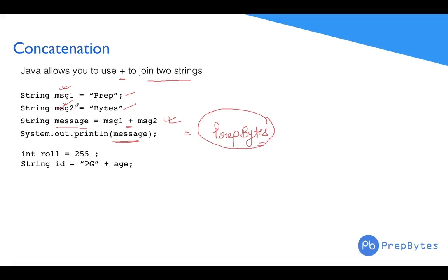These two were strings, right? There could be a scenario when I want to join a string and an integer. That can be done as well. We have a roll number here, let's say 255, and we have to create a new string ID. So if we do something like this, we have a string constant and we have the age, this also gives me a new string ID, which will look something like this.